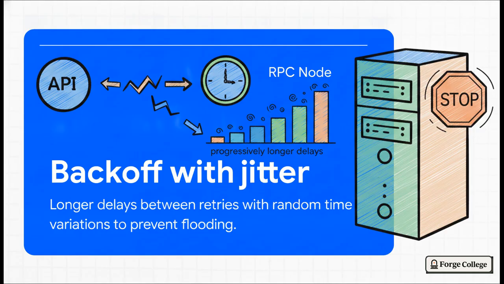This is our vital pressure release valve, exponential backoff with jitter. Now, I know that sounds like a highly technical mouthful, but it simply means we introduce progressively longer delays between our retries, combined with a tiny bit of random time variation. That's the jitter part. This perfectly protects your API from overwhelming the RPC node with simultaneous, rapid-fire requests. Instead of screaming at the server every single millisecond when something fails, your API just politely waits a little bit longer each time it asks for an update.